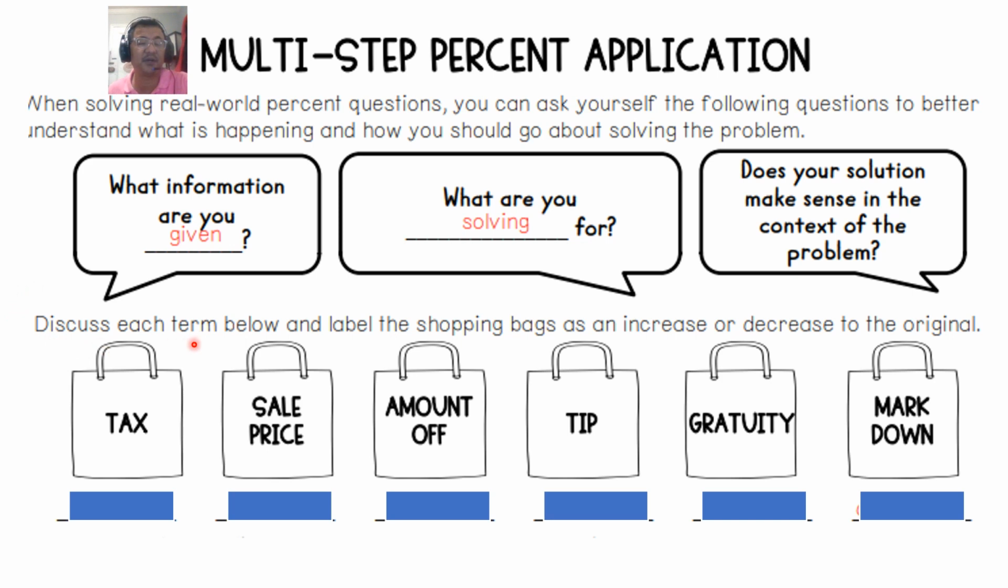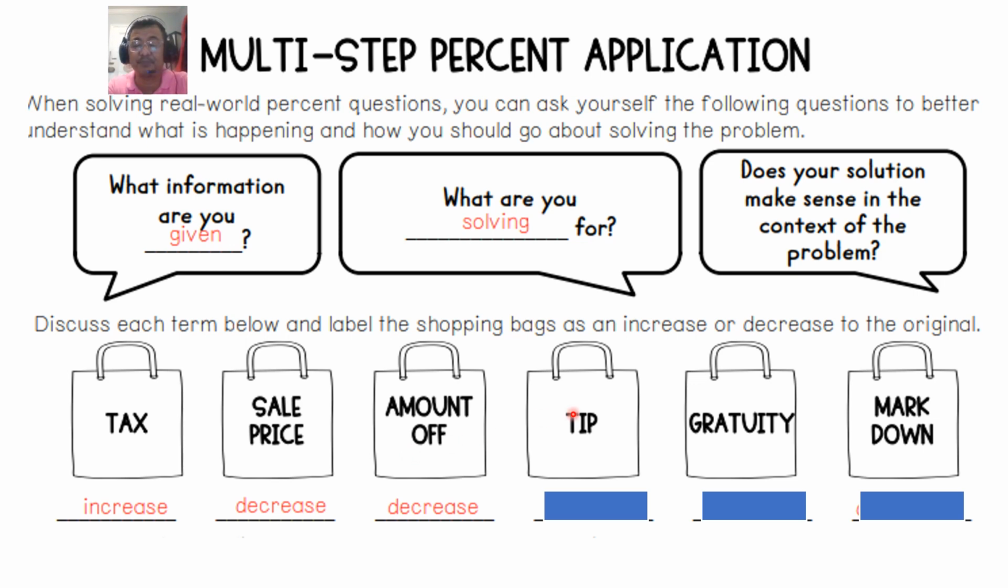Now, let's discuss the following terms, and we will label the shopping bags whether there is an increase or decrease of the original, or of the base, or of the whole. If you're asked to pay tax, will that be an increase of your original or a decrease? Increase, correct. If there's a sale price, people will go for a discount. So will the price increase or decrease? Correct, decrease. An amount is taken off. Off means taken away. So if it's taken away, the amount you're paying will decrease.